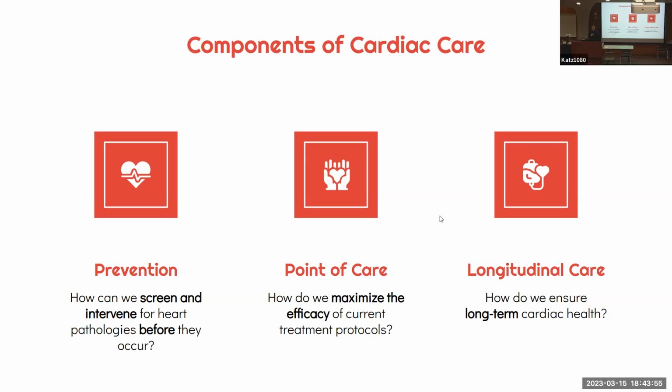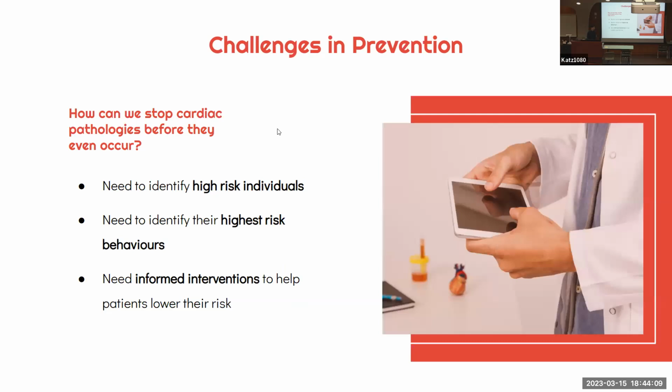So once something catastrophic happens with the heart, we have to treat that patient longitudinally. We have to make sure they're okay moving forward, and we have to plan for future issues with their heart as well. So those are the three main components of cardiology that we're worried about. And then we're going to talk a little bit about issues in each.